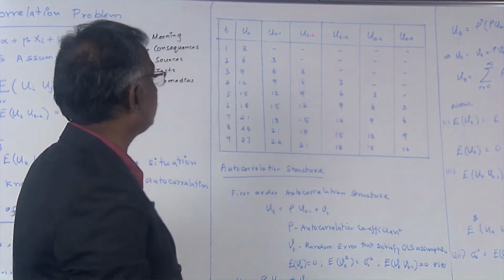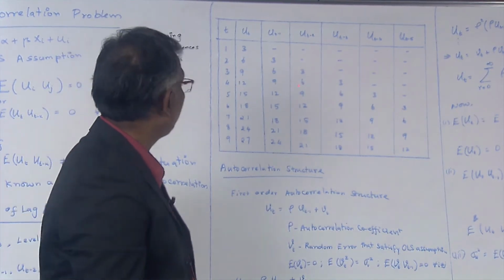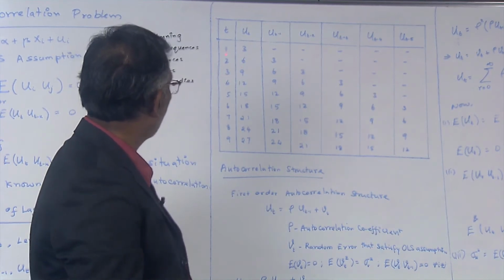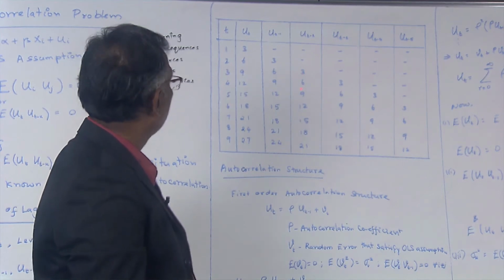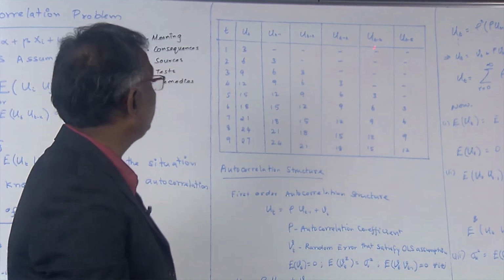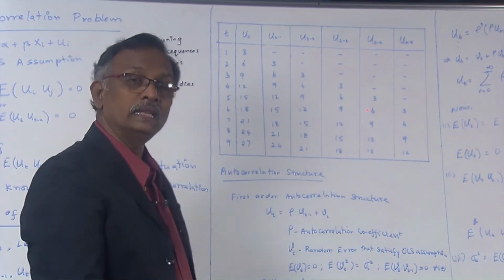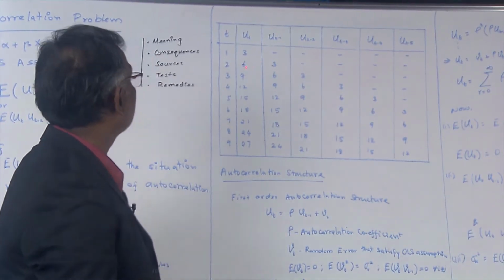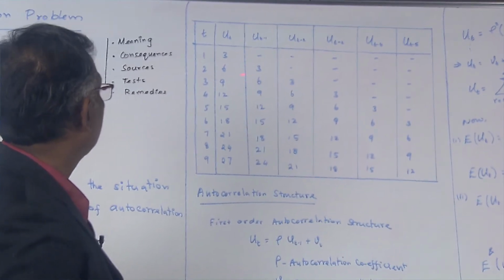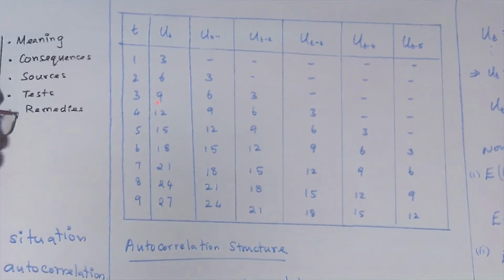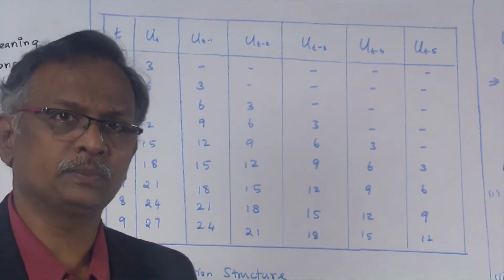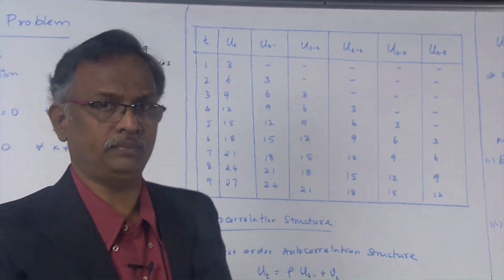Similarly, u_{t-2} is derived from the value two periods preceding. Two periods preceding this one is period 1, and that value is 3. So you derive the values for u_{t-2} like this. Similarly, you can derive u_{t-3}, u_{t-4} and u_{t-5}. The lead variables are taken as the succeeding values. That is, u_{t+1} is 6, u_{t+2} is 9, and like that it goes. So the lag and lead variables can be specified using the level variable.